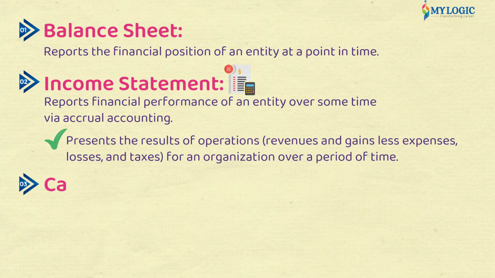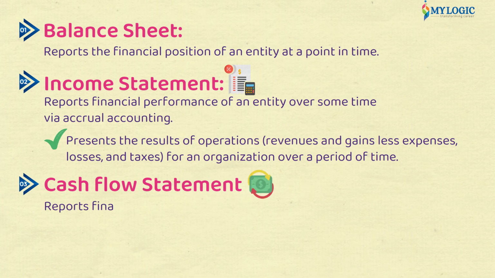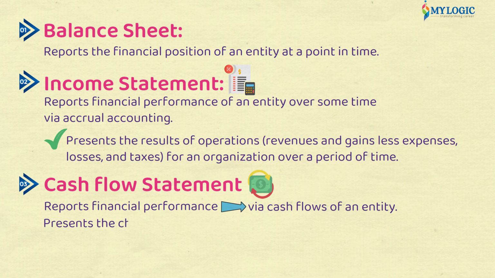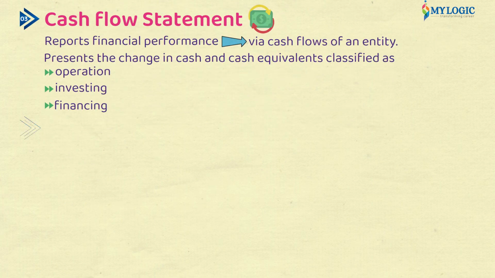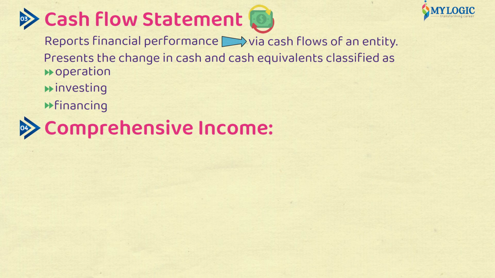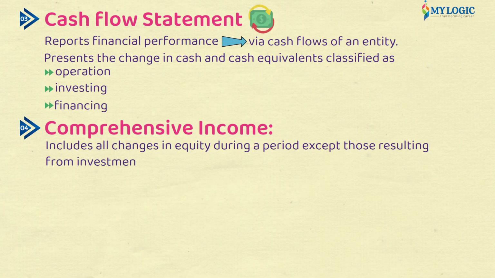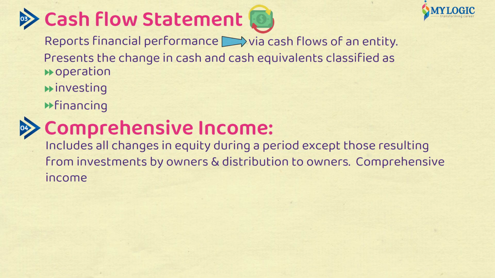Number 3. Cash flow statement. Reports financial performance via cash flows of an entity. Presents the change in cash and cash equivalents classified as either operation, investing, or financing. Number 4. Comprehensive income. Includes all changes in equity during a period except those resulting from investments by owners and distribution to owners. Comprehensive income is equal to net income plus other comprehensive income.